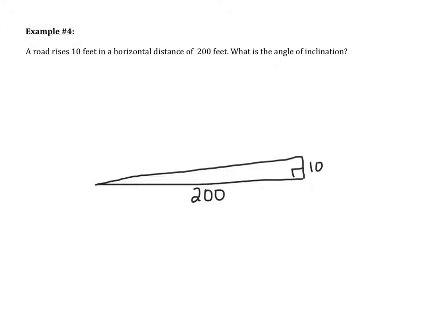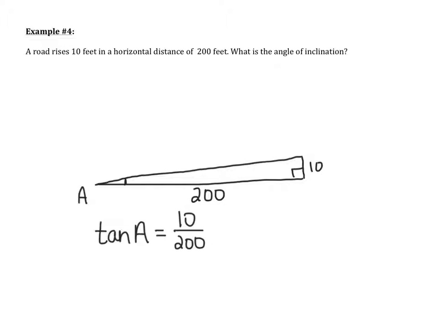So for clarity's sake, let's just call that angle A. And again, that's the angle we're looking for. Across from angle A, or opposite angle A, is the 10, and adjacent to angle A is the 200. So opposite over adjacent is tangent. So I'm going to set up this problem and say the tangent of angle A is equal to 10, the opposite, over 200, the adjacent.